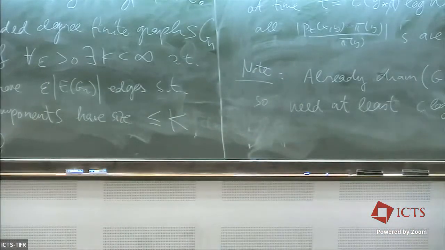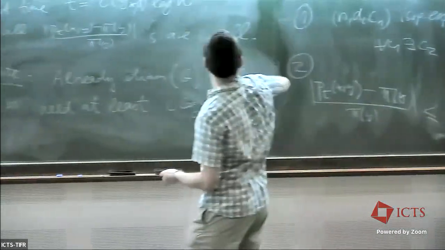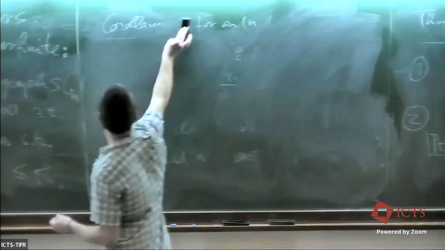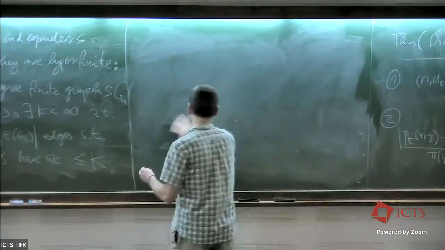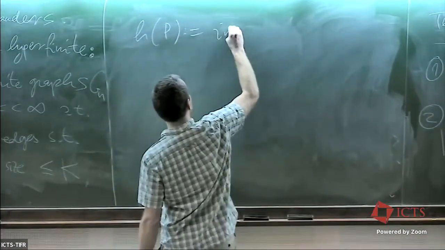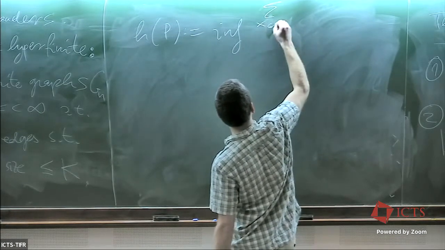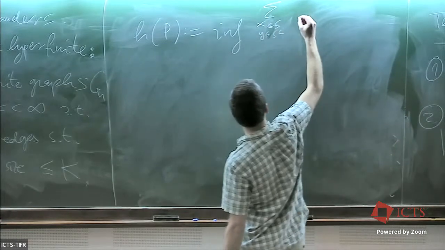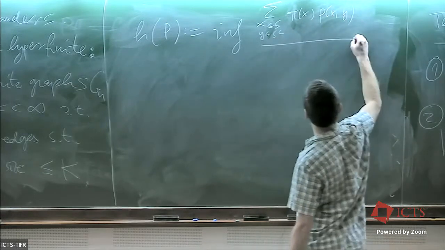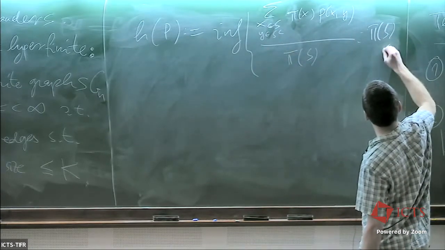It's kind of important, so let me write it. H of P was the infimum of the sum over X in S, Y in S complement, of pi of X times P of X, Y, divided by pi of S. And let's say pi of S is at most 1/2.